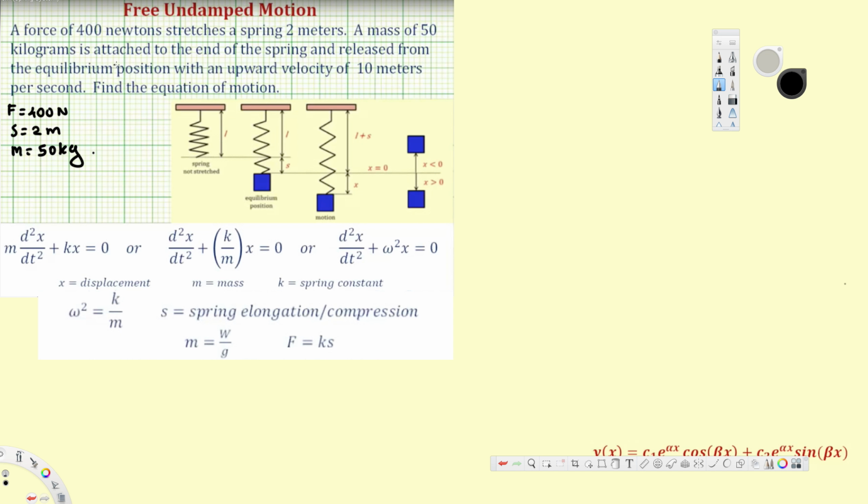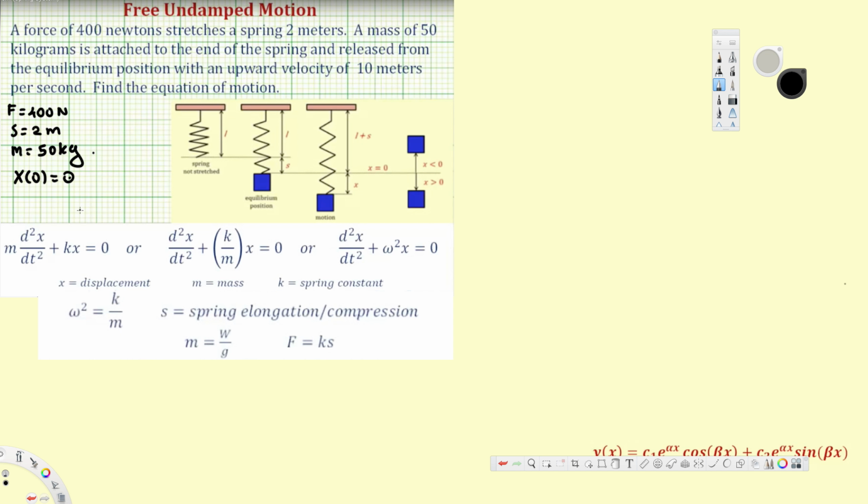and in the question they have mentioned this is released from the equilibrium position with an upward velocity of 10 meters per second, and when it's released from the equilibrium position it means the displacement is 0 when the time is equal to 0. So from this one we can say x of 0 is equal to 0, and also they have mentioned this is released with an upward velocity of 10 meter per second.